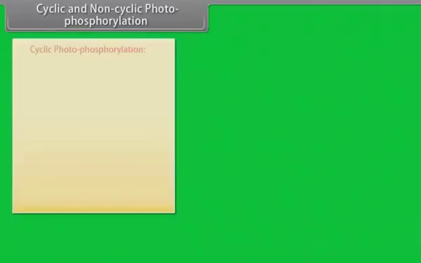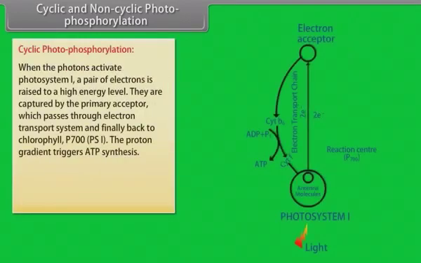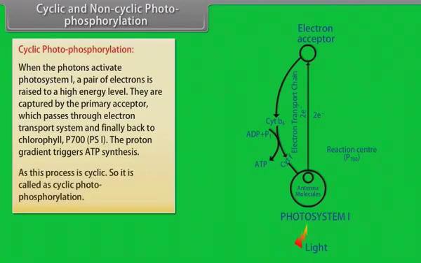Cyclic and non-cyclic photophosphorylation. Cyclic photophosphorylation. When the photons activate photosystem I, a pair of electrons is raised to a high energy level. They are captured by the primary acceptor, which passes them through the electron transport system and finally back to chlorophyll P700 or PS1. The proton gradient triggers ATP synthesis. As this process is cyclic, it is called cyclic photophosphorylation.